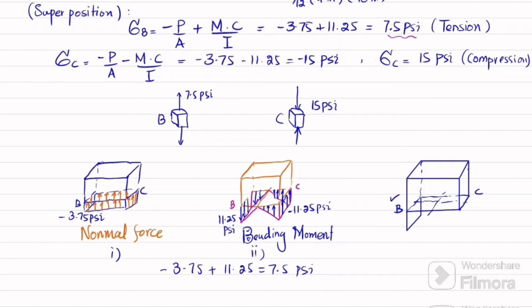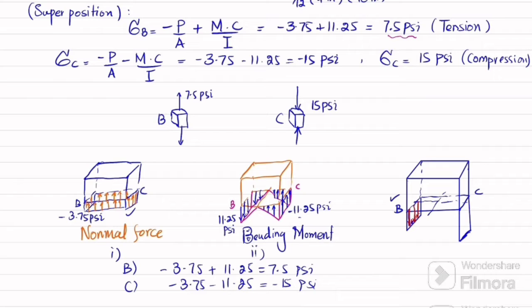Now at point C, this is for point B. At point C, you can see this is minus 3.75 and minus 11.25, which will give you minus 15 psi. So I can write it like this. Minus 15 psi. Okay. So I can write it downward by choosing another red color. It will be all downwards.